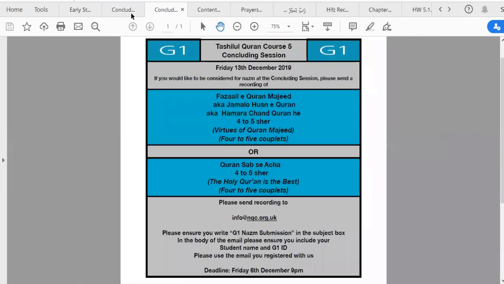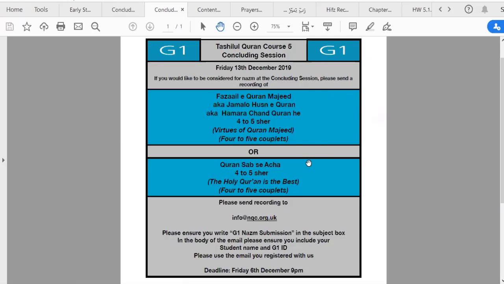Now, the second announcement is, as well as tilawat competition, we have a nazm competition. And just as we had two choices of tilawat, you have two choices of nazm. The first one is Fazail Quran Majid, also known as Jamal o Husn Quran. It's a very popular nazm. And you would need to recite 4 to 5 verses of that, and you go up to Hamara Chand Quran hai.